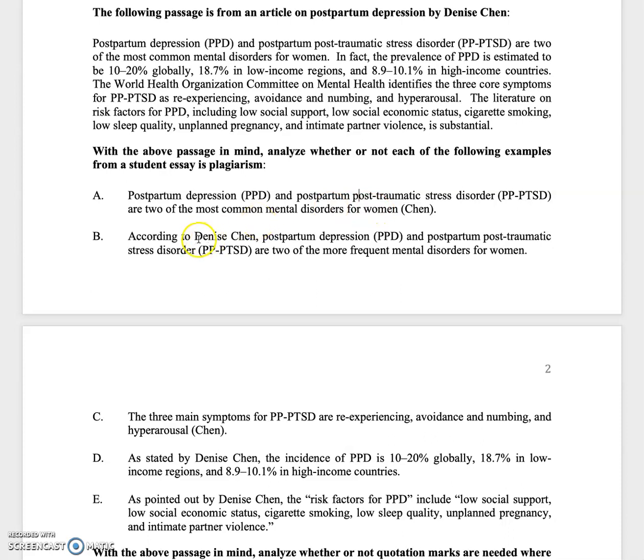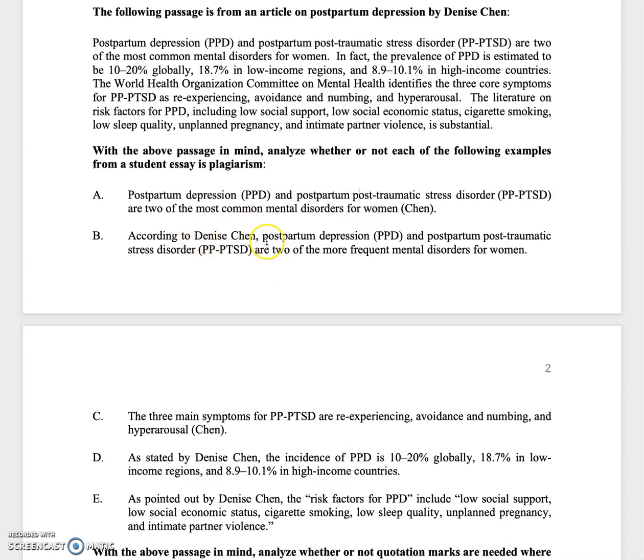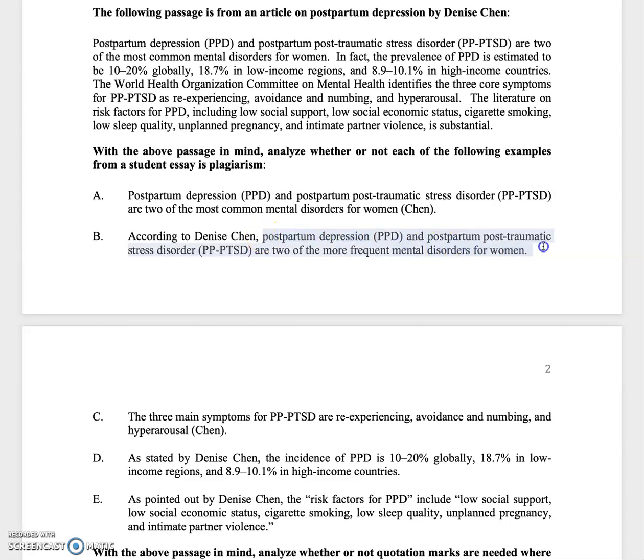All right, looking at B. B is also plagiarism because this part is almost exactly the same as the sentence in here. They've just changed 2 words. Instead of saying most common, they're saying more frequent. But the sentence structure is the same and all of that other wording is the same in there. So you can see that this is the passage that we're looking at here. Okay, almost exactly the same.